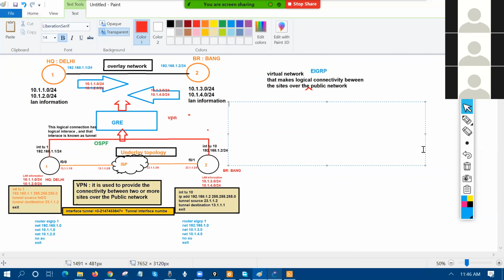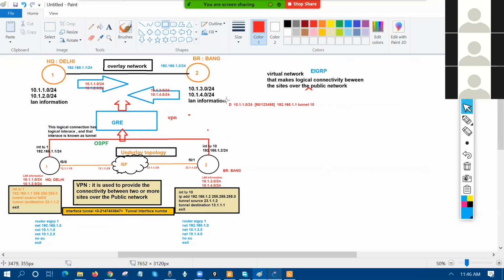And how will they learn this information? They will have an entry like 10.1.1.0/24. The administrative distance will be 90, and some metric will be there, right? And then I'm going to learn this information from whom? 192.168.101. That is my neighbor, right? That is this guy. And I'm learning this information on the tunnel 10. That's my tunnel. This will be the R2 routing table.